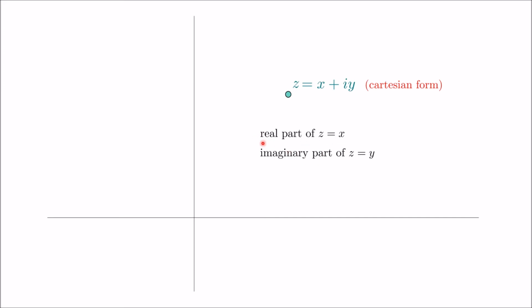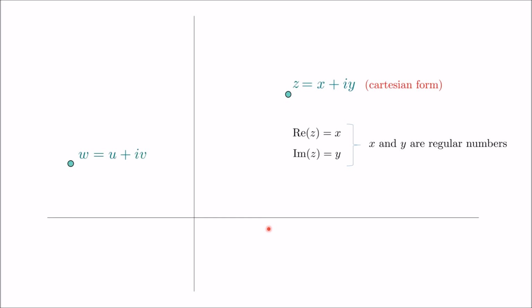And this is too long to write. We're sick and tired of writing all the words out, the real part and imaginary part. So we have a shorthand notation for these things as well. It looks like this. The real part of the complex number Z is X. And similarly, the imaginary part of the complex number Z is Y. Again, it's really important to realize that the real and imaginary parts, in this case X and Y, are just regular numbers. And if we want to label a different complex number, we typically use the letter W and then U and V for its components.